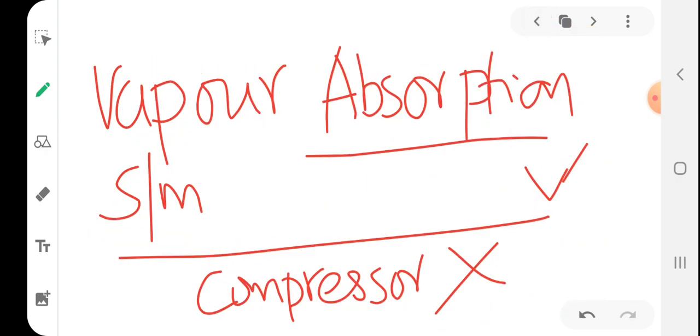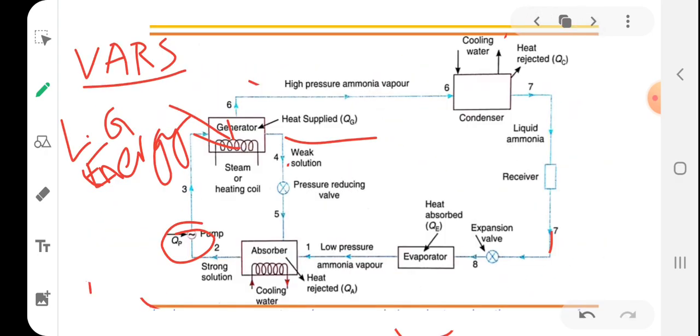So what is that particular point? You can see here that there is an absorbent-absorbate solution, or aqua ammonia solution. We are adding heat here. So adding heat here means what is happening?